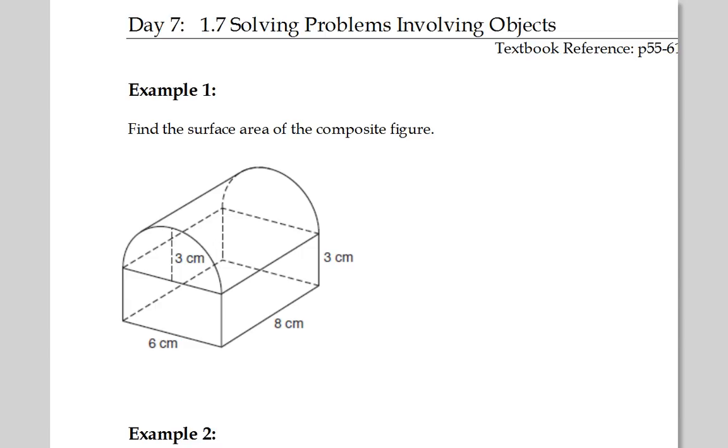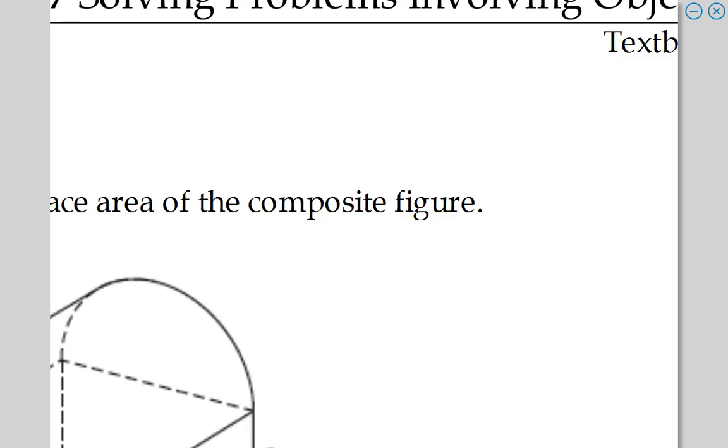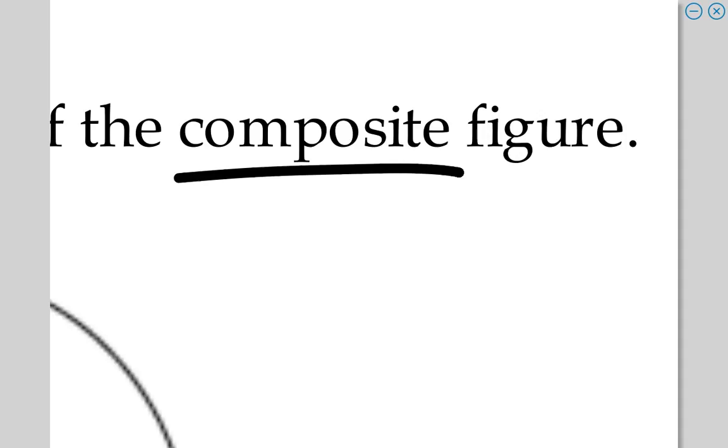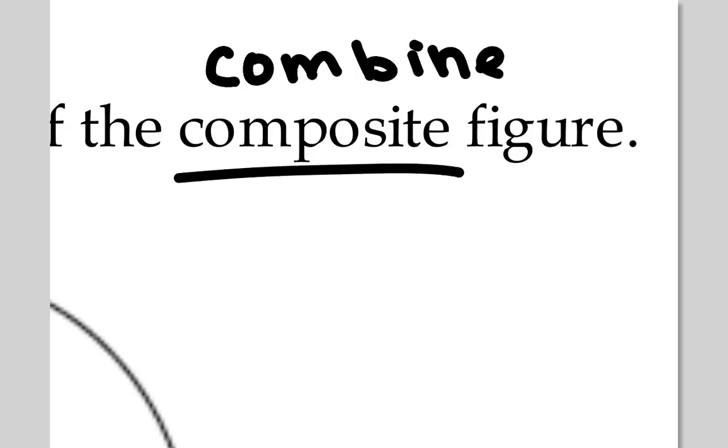Day 7, we are going to be doing surface area and volume now for combined objects. So it's problem solving, for sure it's problem solving. And they're using this word here, composite. It just means combined. It's just when they put objects together. That's all it is. They're just going to smush objects together.